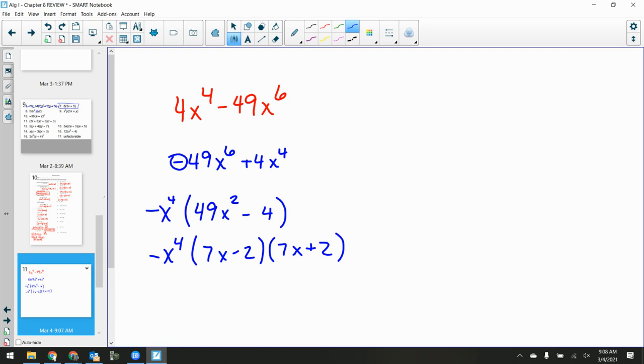So that should be my final answer for that one. That was deceivingly difficult because not only did you have to put it into standard form, but you also have to pull out a negative, and then it's also a difference of squares. So a lot of different things happening with that.